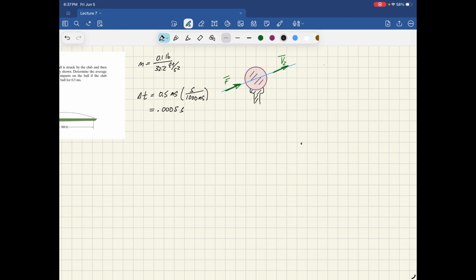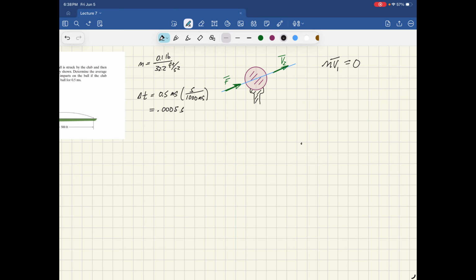Before the ball is struck, mv1 is equal to zero because it has no velocity. Then the ball is struck by a force and it leaves in the exact same direction. So we're going to find out that the force, the impulse, and the velocity 2 vector are in line with each other. So we can write out our equation as this.